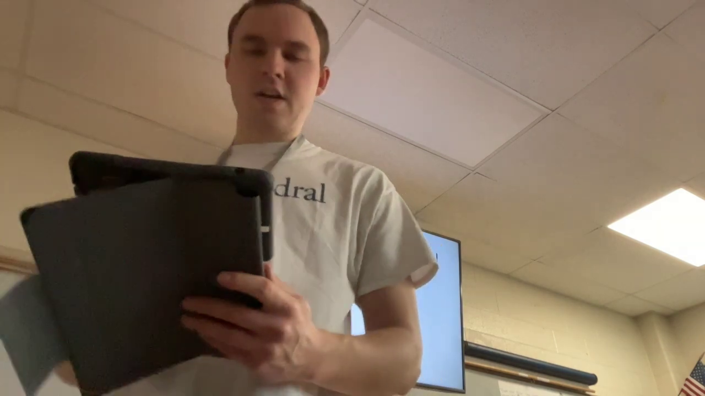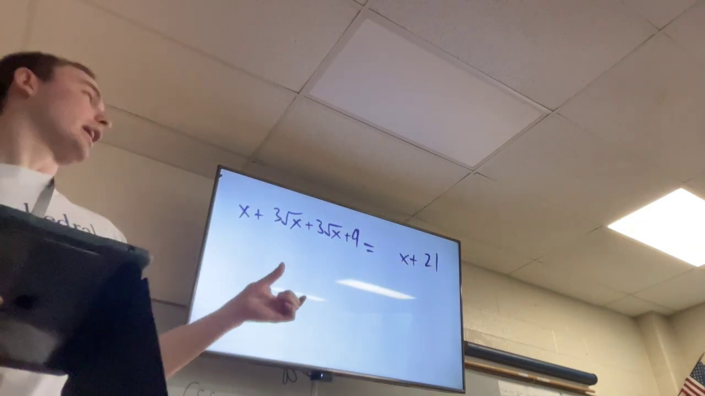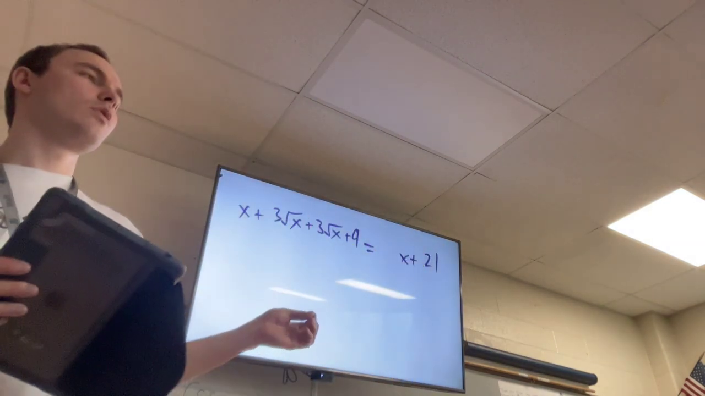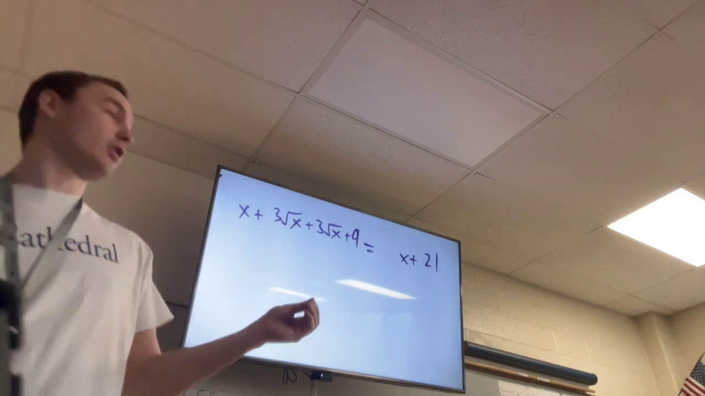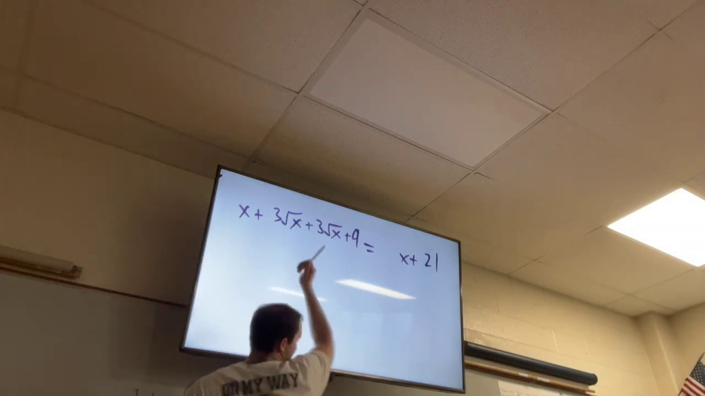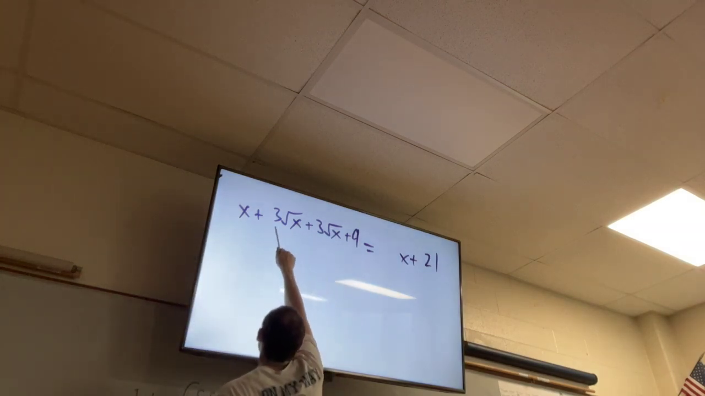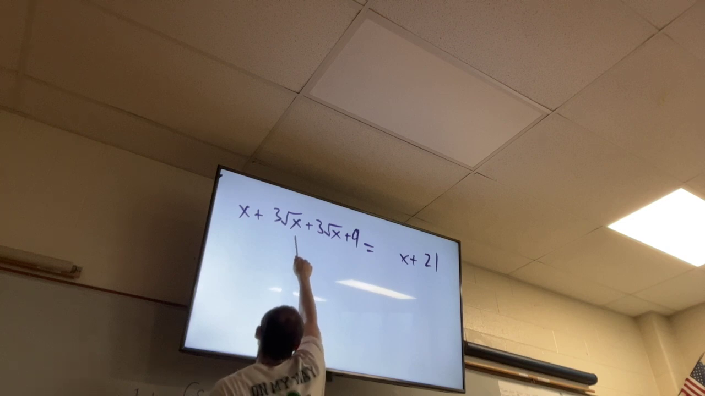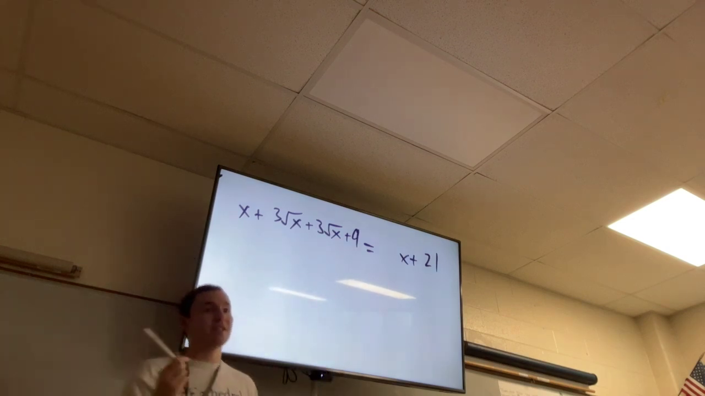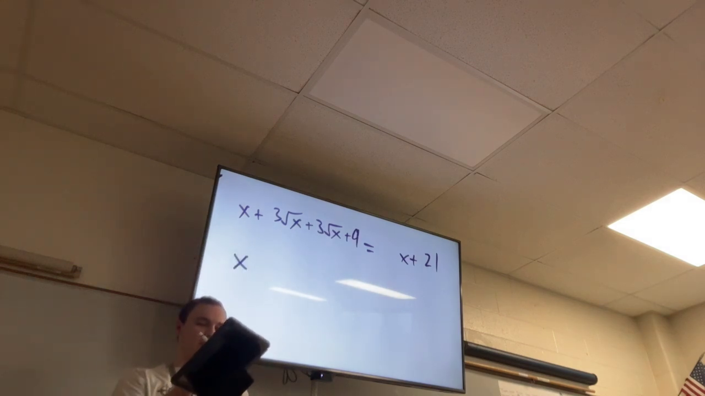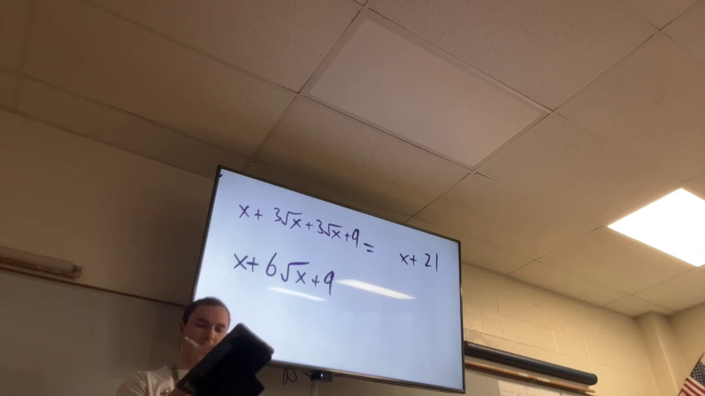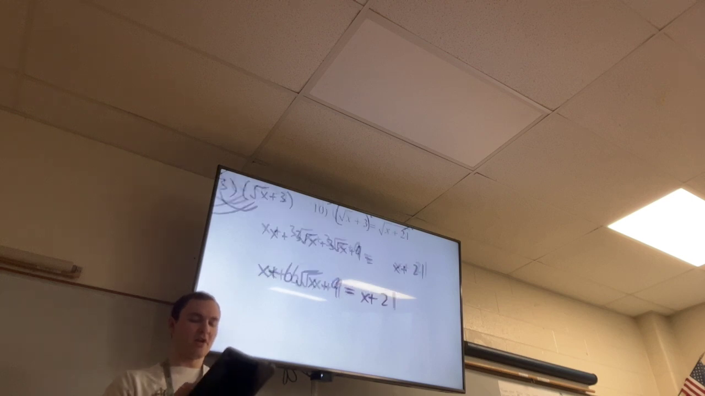Okay. Those two terms in the middle, can I combine those? Yes, why? They're like terms, right? Other than their coefficients, they're the same too. As long as everything but the coefficient is the exact same, they're like terms, I can combine their coefficients, okay? So that becomes x plus what? 6 root x plus 9 equals x plus 21, okay? Good, so that's the first step.